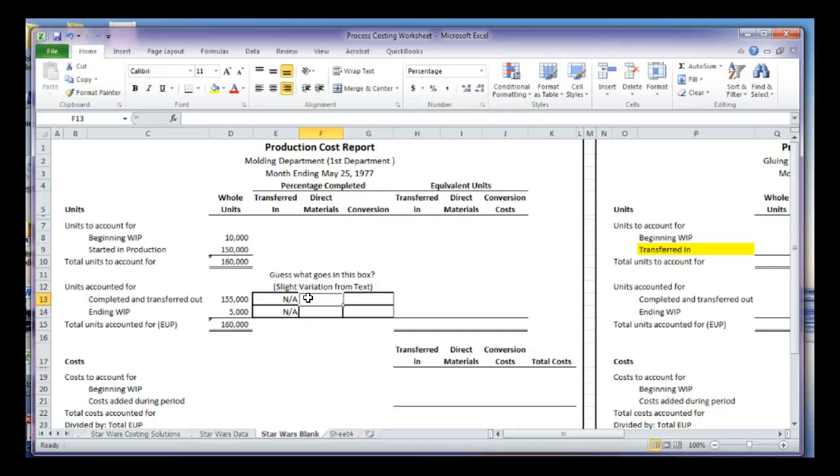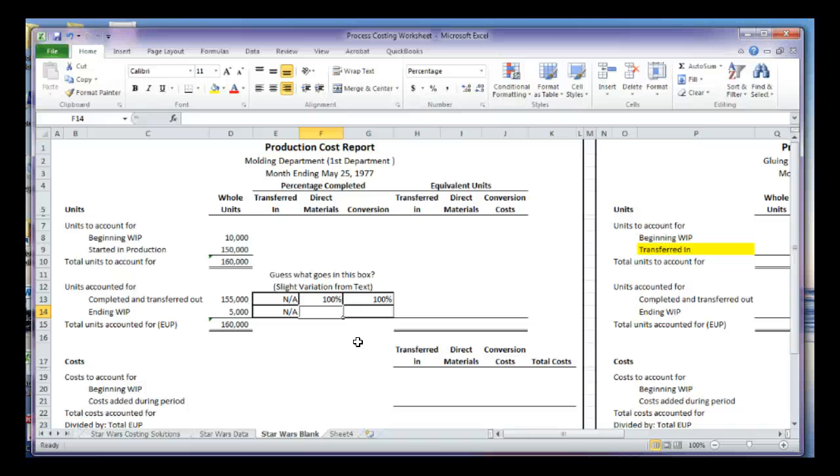Okay, so direct materials. Well, if something's completed and transferred out, that means it's complete. That means it's 100% complete. You could also do that for conversion costs. If something is completed and transferred out, it's 100% complete. Otherwise, it wouldn't be complete.